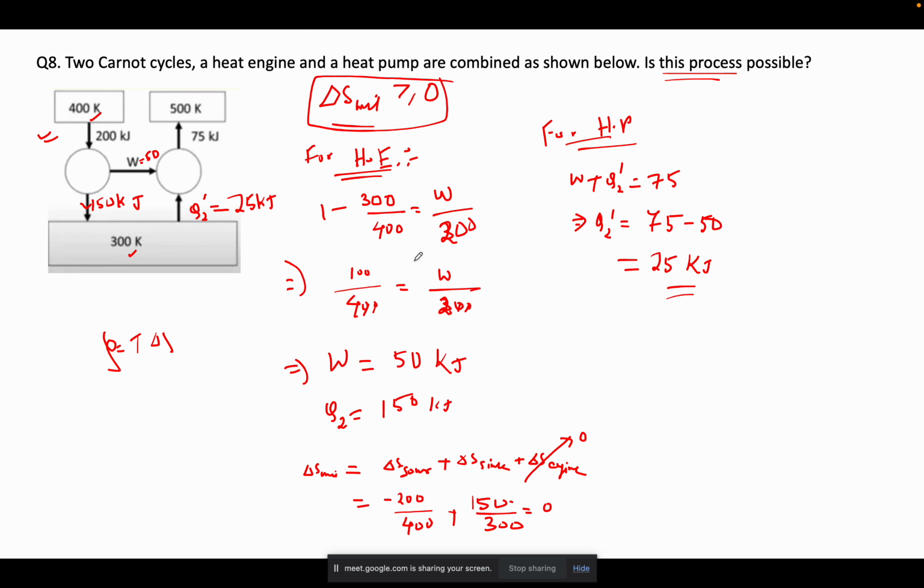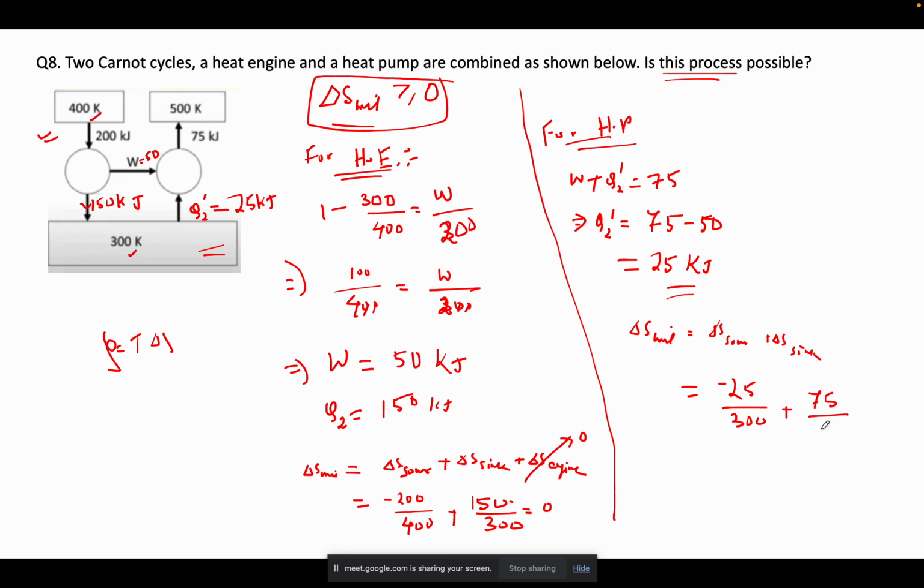So we just need to check whether it's feasible. Yes, the heat engine is feasible. But not only the heat engine, the heat pump should also be feasible, then only the entire process will work. Same delta S universe will be equal to delta S source plus delta S sink. For here now this will be my source. Now this source is rejecting heat, so minus 25 divided by 300, and it is giving heat to this sink at 500 Kelvin, and this sink is accepting heat, so that will be 75 divided by 500.